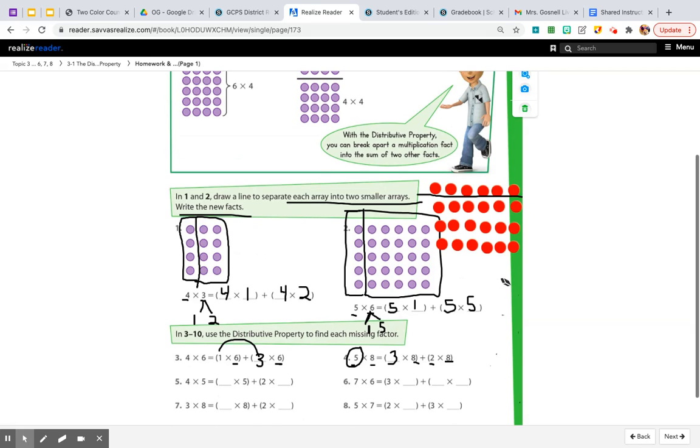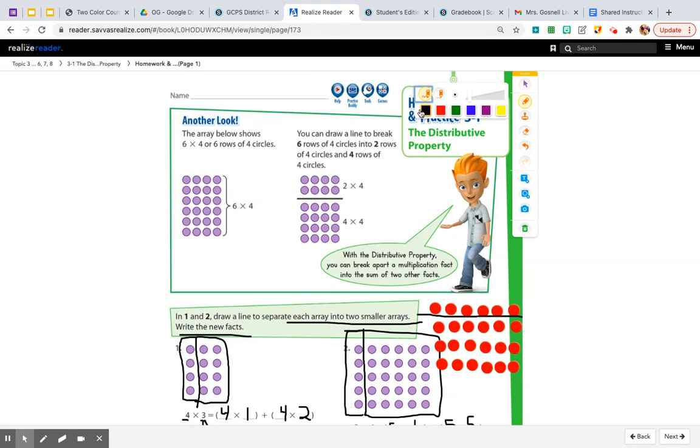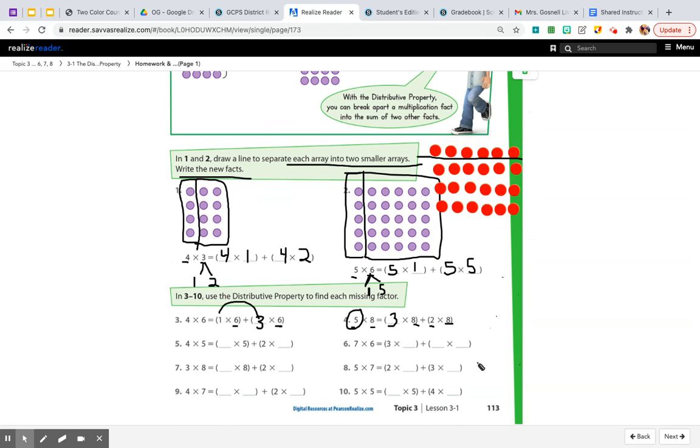We're going to do this one without the array as well, but remember I have those manipulatives there for you to help because you're going to have to do a few of these on your own for independent practice. So 4 times 5 is my original problem. I'm going to use distributive property to solve it, so I have to break it down into smaller multiplication facts. Okay, now this one's a little tricky because I don't really notice the pattern at first. I do, however, know that one of these numbers is going to stay the same.